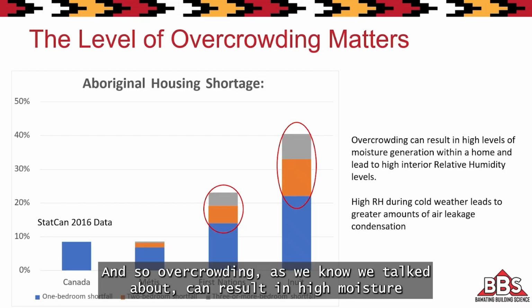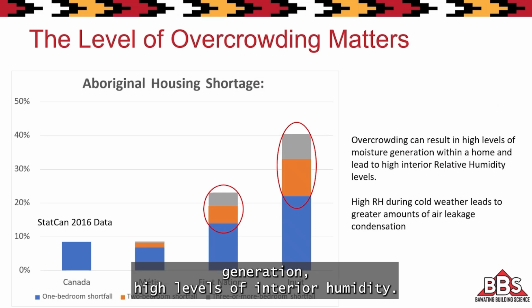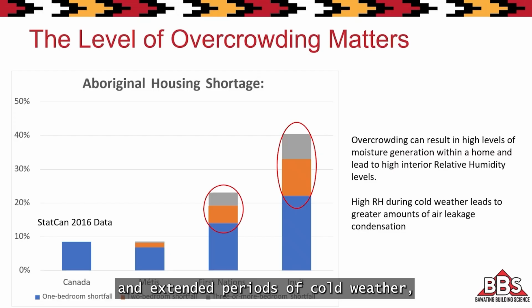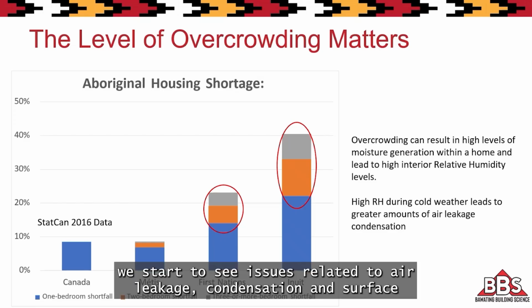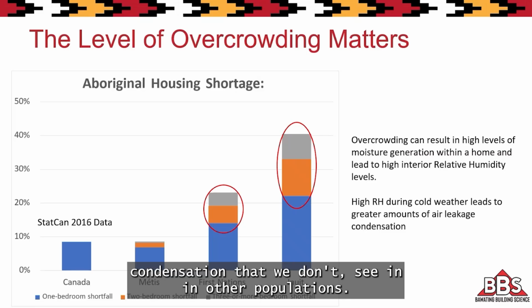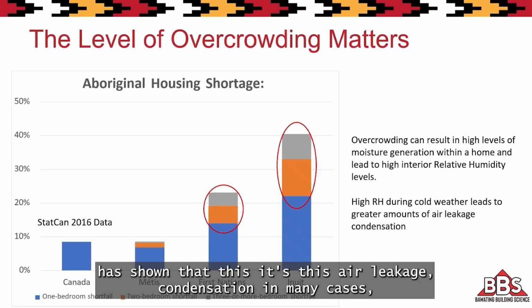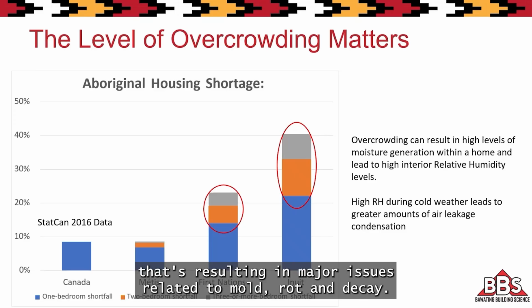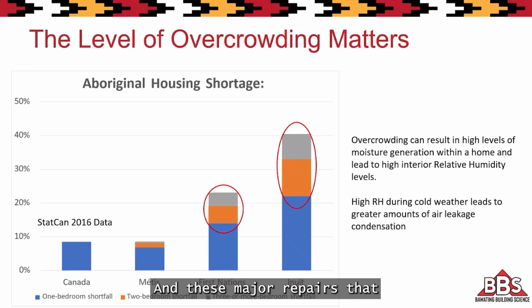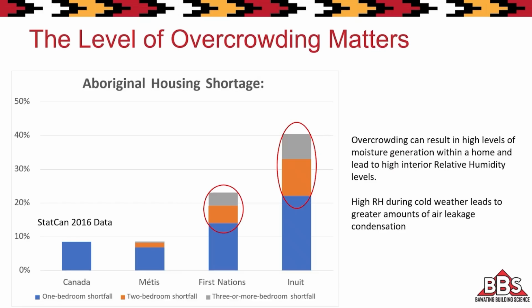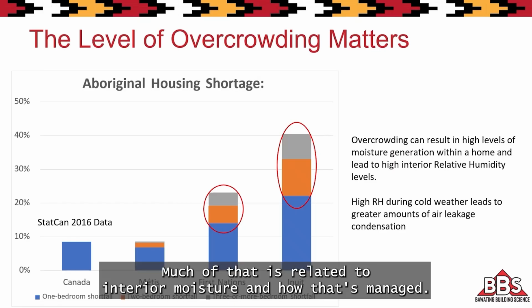And so overcrowding, as we talked about, can result in high moisture generation, high levels of interior humidity. And then when we combine that with cold weather and extended periods of cold weather, we start to see issues related to air leakage condensation and surface condensation that we don't see in other populations. The research that I've done over the past 5 or 6 years has shown that it's this air leakage condensation in many cases that's resulting in major issues related to mold, rot, and decay, and these major repairs that these houses require, especially in the Arctic. Much of that is related to interior moisture and how that's managed.